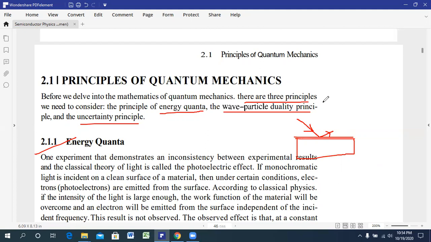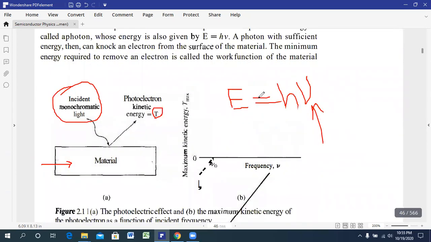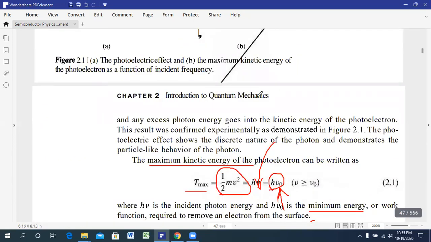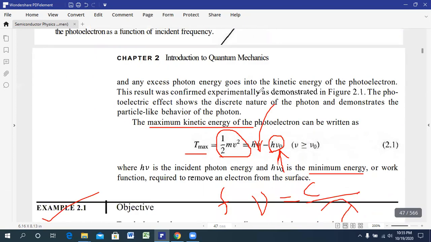The first principle was energy quanta. What was energy quanta? We described the energy quanta as E equals h nu. Using the photoelectric effect, the maximum kinetic energy equals half m v squared equals h nu minus h nu naught, where h nu naught is known as the work function.